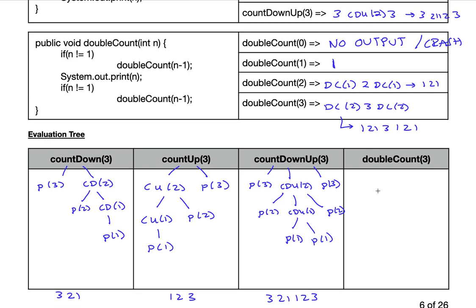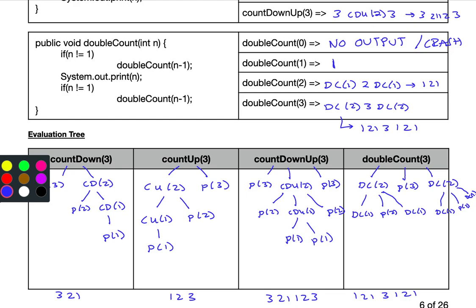So showing you that on the diagram, double count of 3 is going to do a double count of 2, a print of 3, and a double count of 2. Double count of 2 does a double count of 1, a print of 2, and a double count of 1. I always run out of room here. And then double count of 2 over here does the exact same thing. Double count of 1, a print of 2, double count of 1. Whew, barely fit that in, kinda. And the output that we get for this is 1, 2, 1, 3, 1, 2, 1.